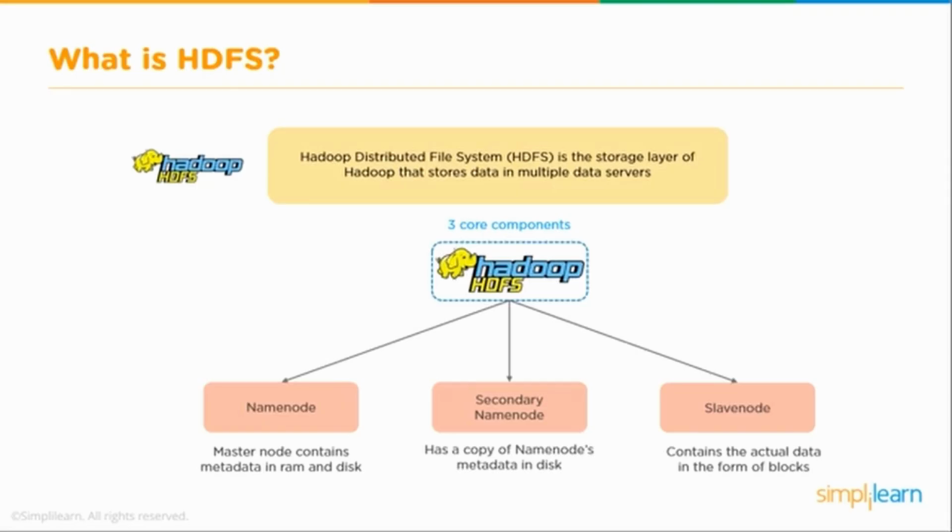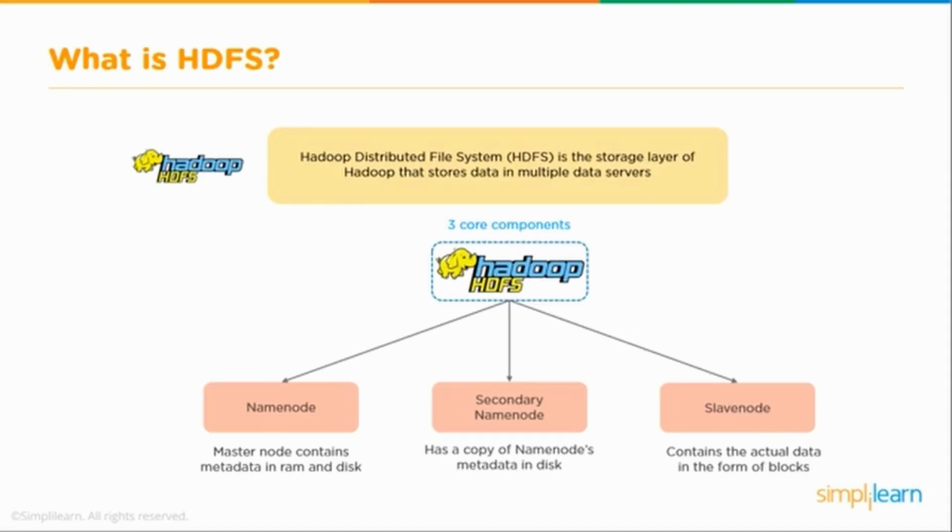You have the Secondary NameNode. Now don't go by the name. Secondary NameNode does not mean it is a second NameNode. It is more of a checkpointing node, which would have a copy of the NameNode's metadata on disk. However, it is not a hot standby, which basically means that if your NameNode fails, your Secondary NameNode will not automatically become the NameNode. However, since it has a copy of the NameNode's metadata on disk, it can be used to bring up a new NameNode. Or you could even start the NameNode process on the machine where the Secondary NameNode was running, and then the Secondary NameNode could run somewhere else.